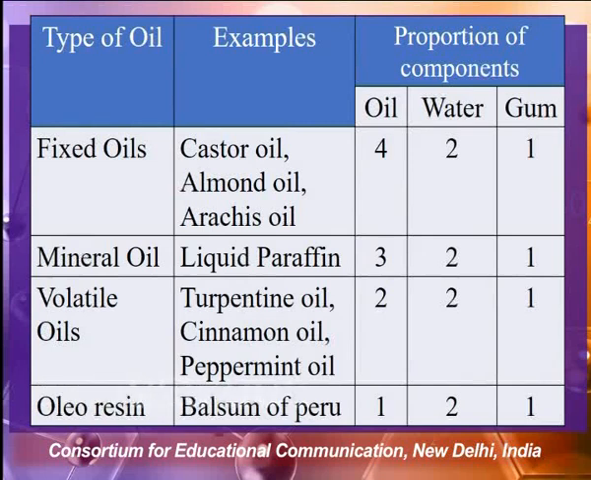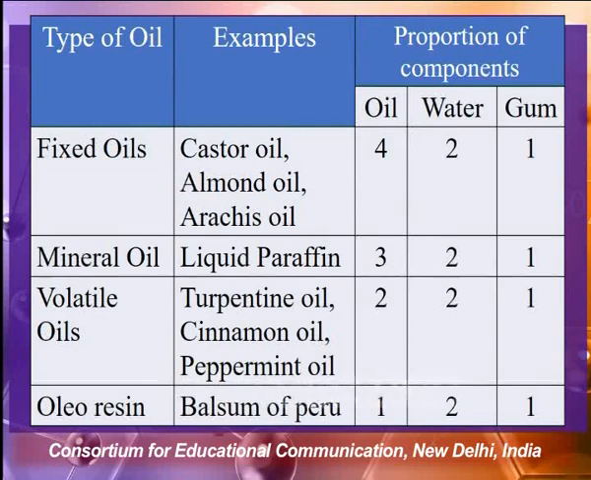This table shows the ratio of oil, water, and gum to be taken in order to prepare a primary emulsion. The main concept to be understood here is the nature of the oil which is to be emulsified. We have different categories of oils. If the oil is from the fixed oil category, the primary emulsion formula to be followed is in the ratio of 4:2:1, wherein 4 refers to parts of oil, 2 to parts of water, and 1 to part of gum.